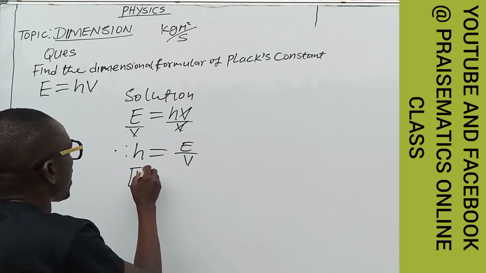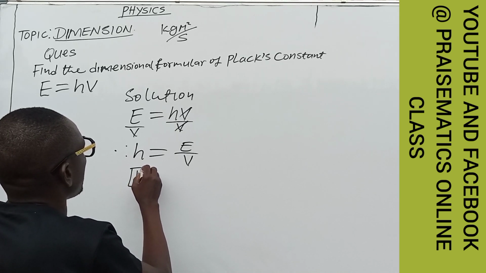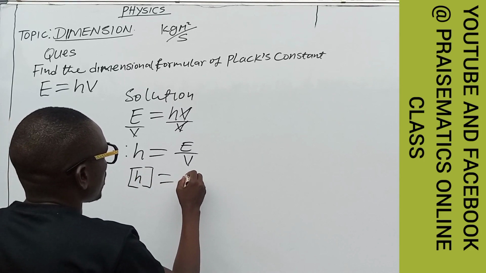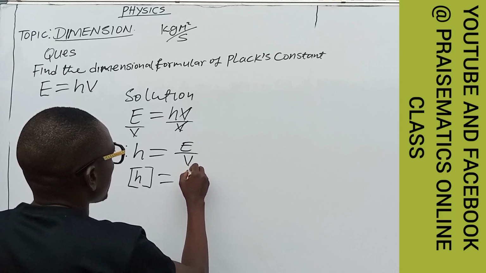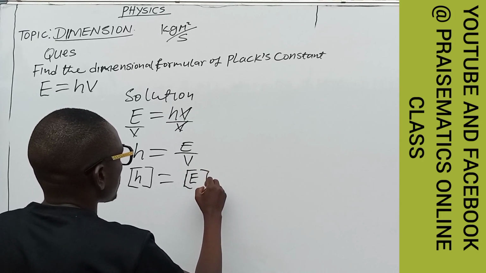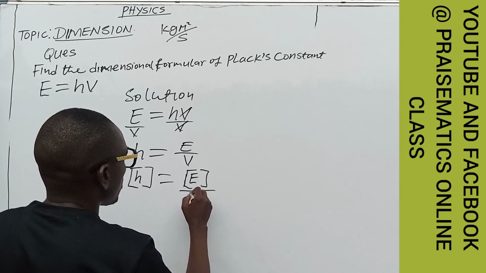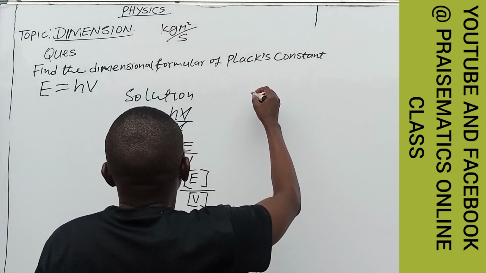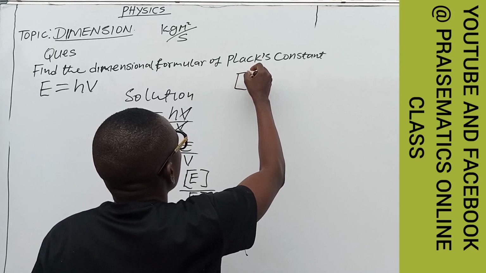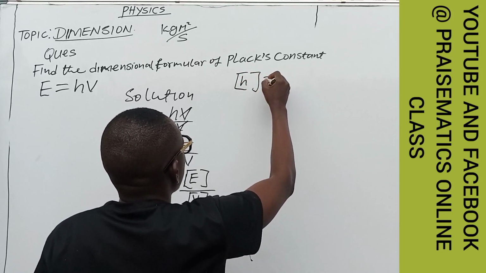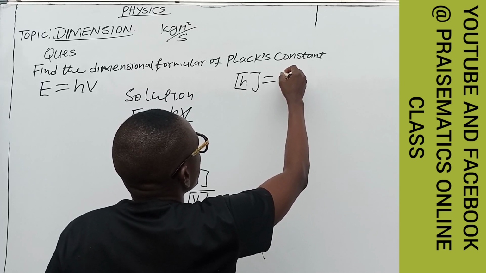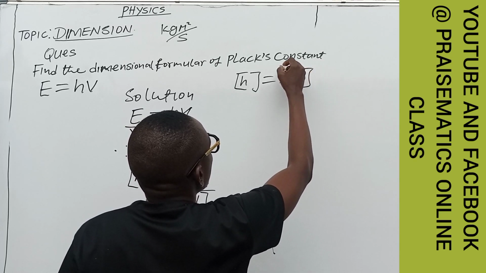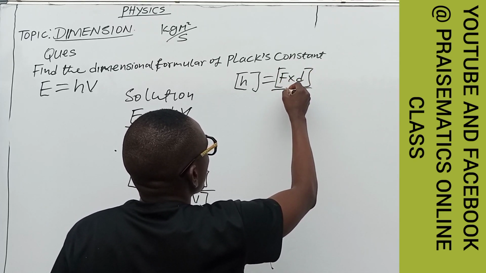Now the dimensional analysis: the dimension of Planck constant is equal to the dimension of energy over the dimension of velocity. Let's continue here. We have that the dimension of Planck's constant is equal to energy over velocity. Energy is defined as force multiplied by distance, all over velocity.